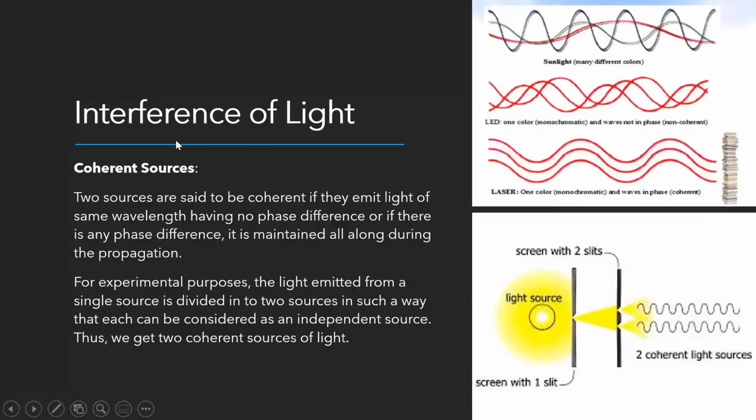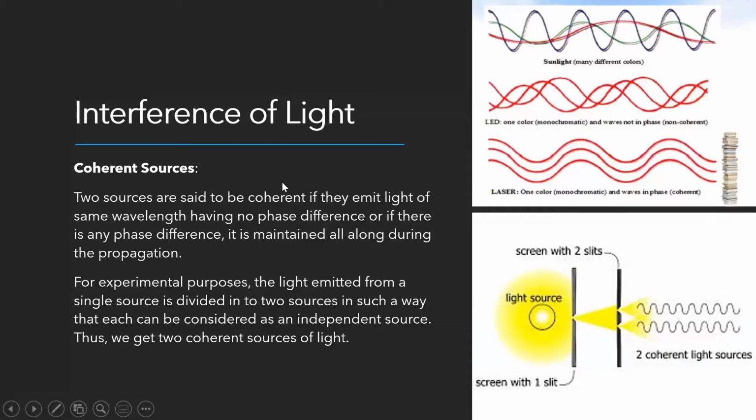So what is meant by interference of light? Before going to interference of light, we need to clarify what are coherent sources. Two sources of light are said to be coherent if they emit light of same wavelength having no phase difference, or if there is any phase difference, it is maintained all along during the propagation.